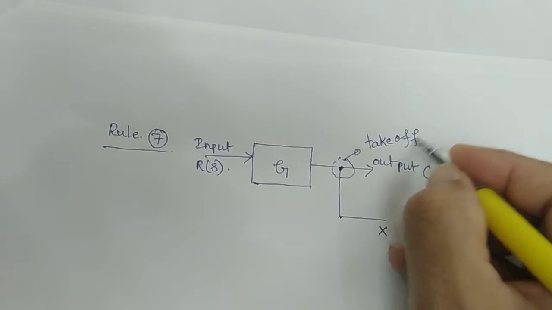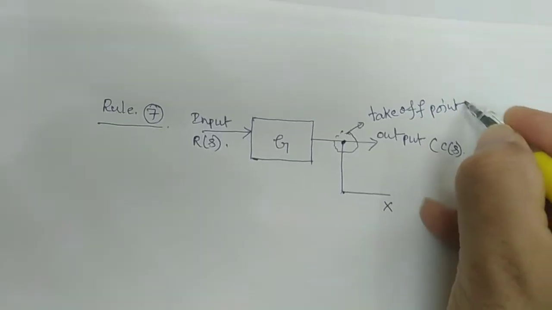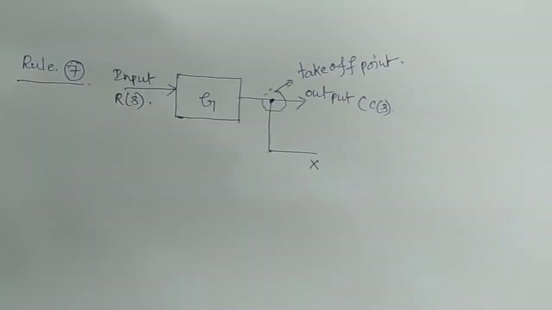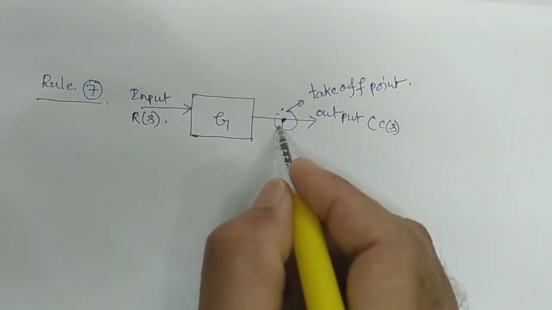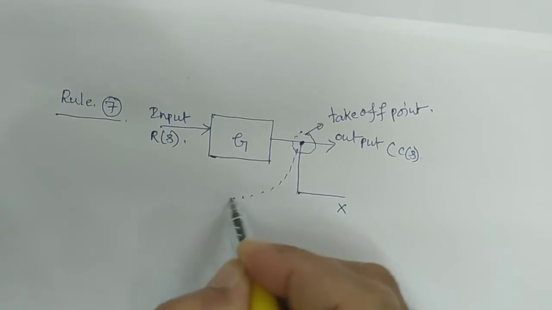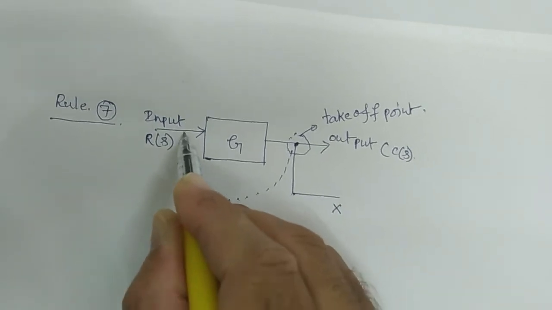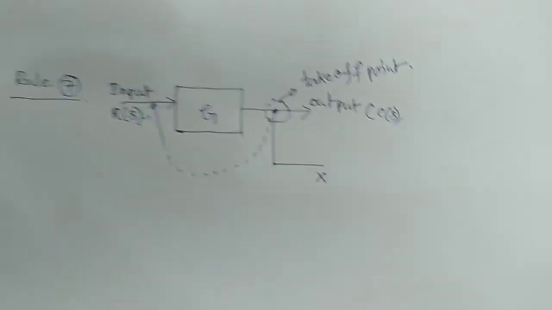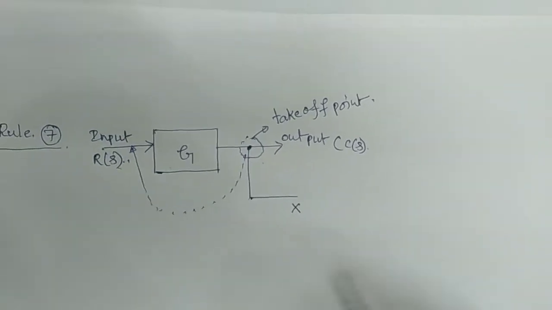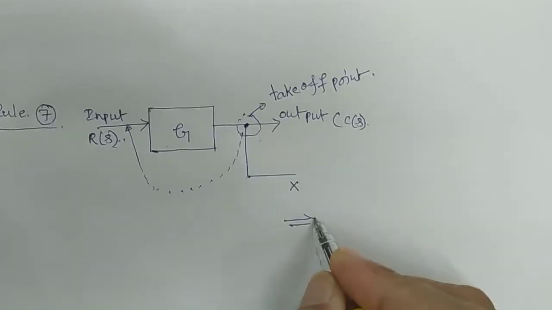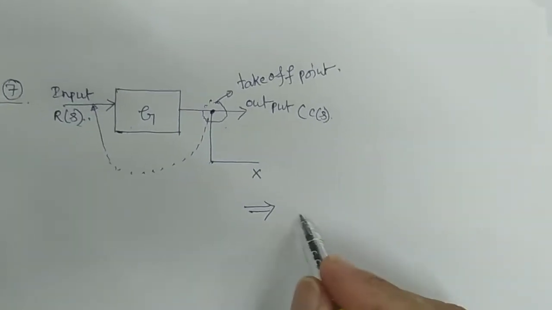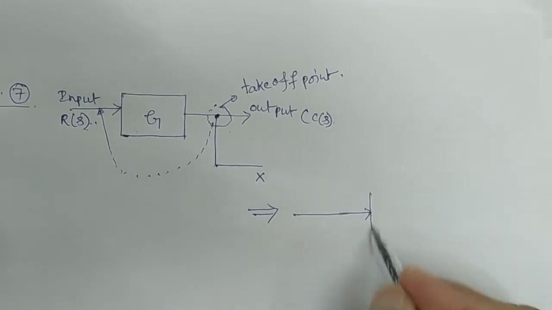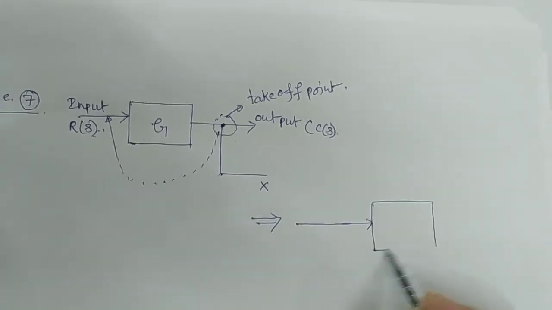This is your takeoff point. This is given, actually this is the takeoff point. Now what I should do, I have to shift this takeoff point to before the block. How will it be represented, how will it be reduced? You have to show the block, your gain as it is, gain will be there.